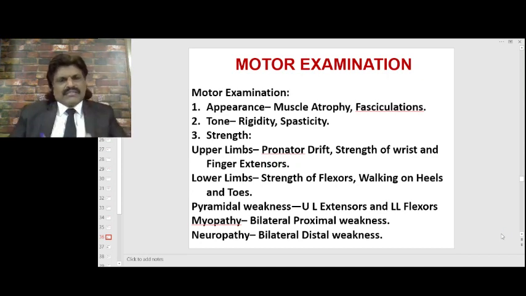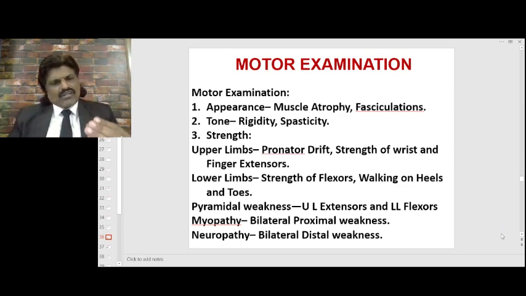So now motor examination, that is corticospinal tracts which are placed medially. Motor examination begins with appearance, tone, strength. Appearance, we look for muscle atrophy or fasciculation. If there is muscular atrophy, if there is severe weakness of the muscles, it suggests an LMN type. UMN type, usually we do not get much wasting. If at all there is wasting, it could be diffuse atrophy. Fasciculations, involuntary twitching of the muscles, indicate LMN type.